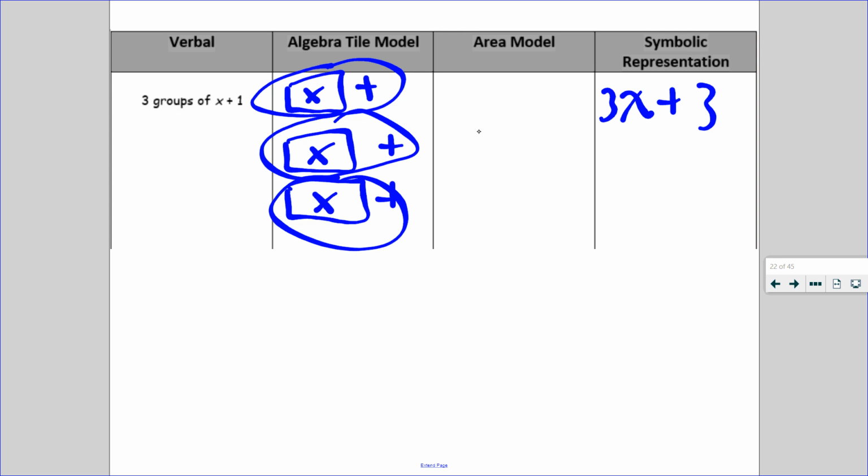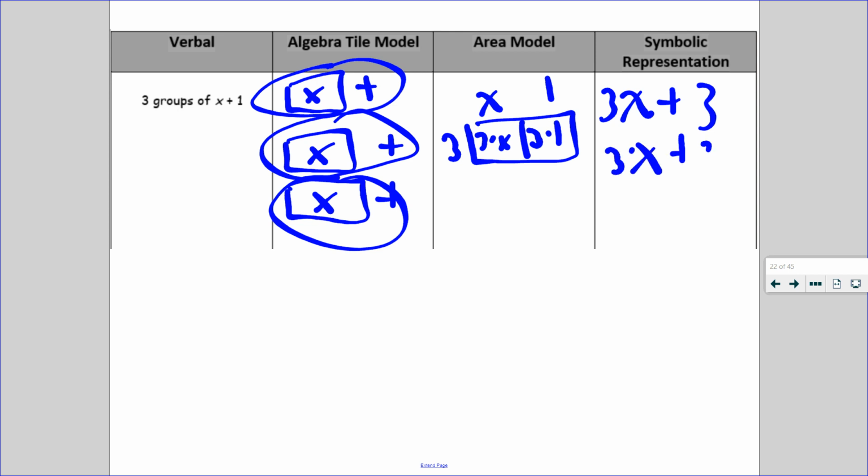But what if you want to do the area model? Area model. So it's 3 groups, x plus 1. So this is x, this is 1. So it's 3 times x, 3 times 1. So it's 3 times x plus 3 times 1, which is the same thing as saying 3x plus 3. So now we can solve the distributive property using area model or using algebra tiles.